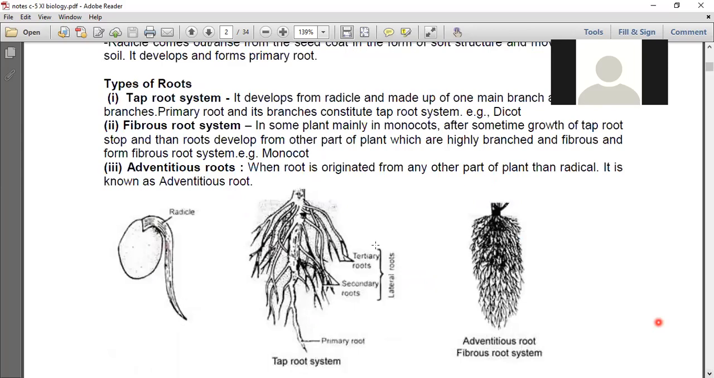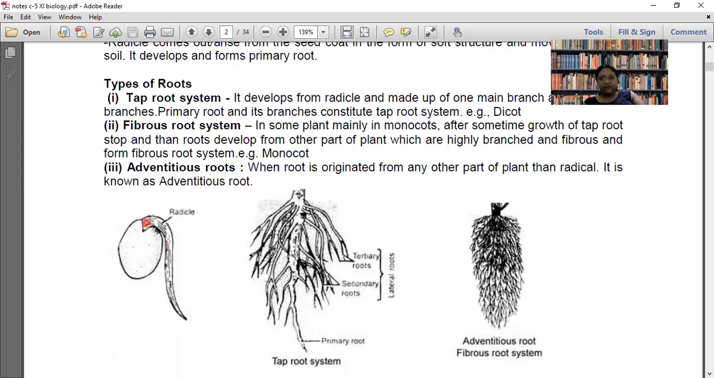So these are three types of root. In your life, you must have observed 100 times that in gram, such a root comes out. So this root is coming out of which part? Radicle. In taproot system, there is one main root which is coming out of radicle, and branches are there. So there will be the main root, that is the primary root. From there will be secondary root and tertiary root.